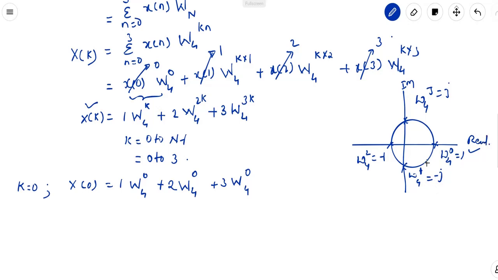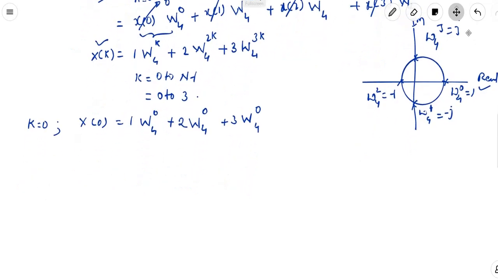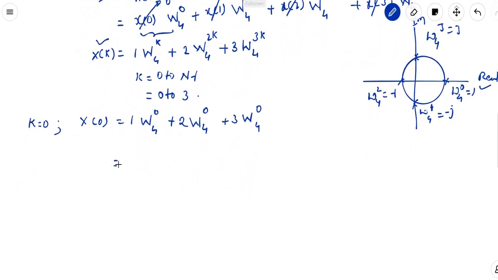Okay, now from these values I'm going to substitute here. So omega 4 of 0 is how much? It is 1. Can you see here? So I'm going to substitute 1 into 1 plus 2 into 1 plus 3 into 1. So this becomes 1 plus 2 plus 3, so this is equal to 6.